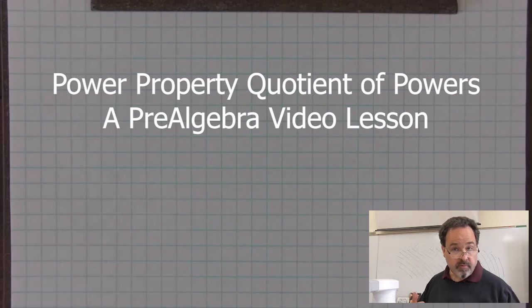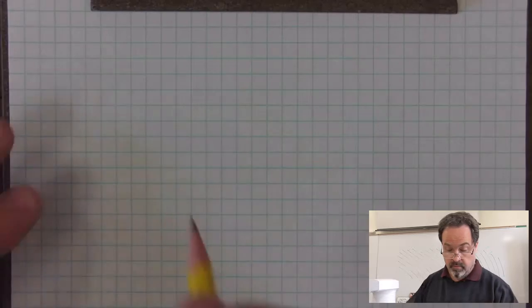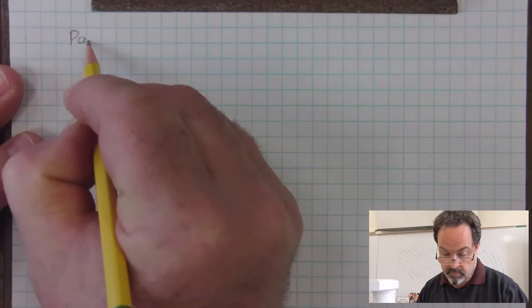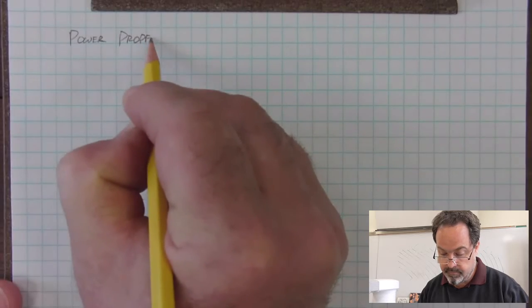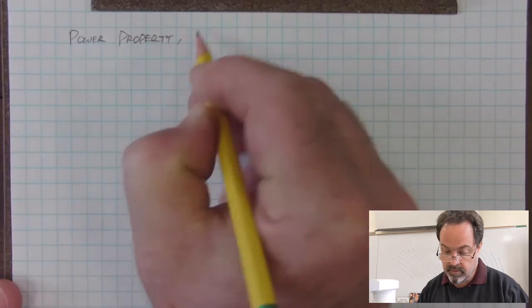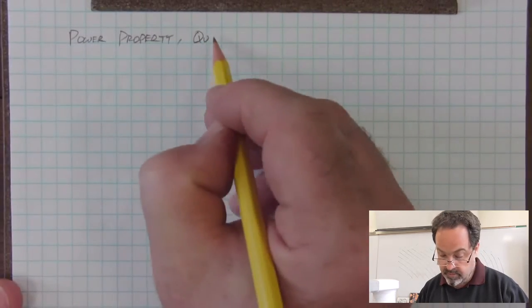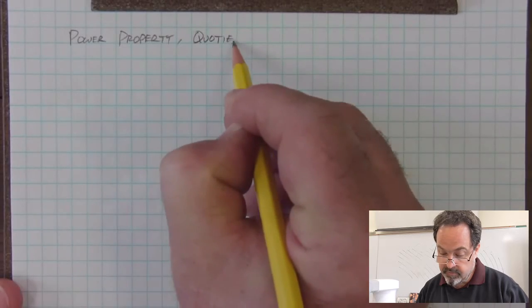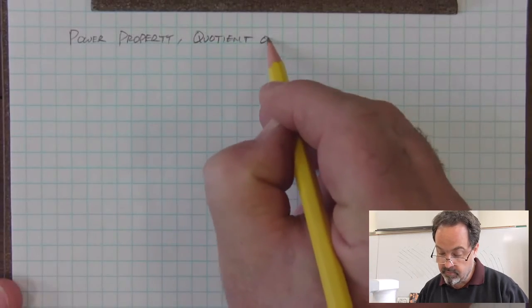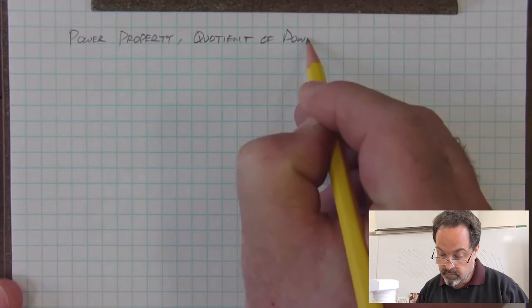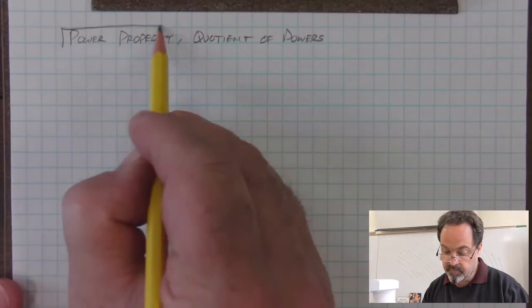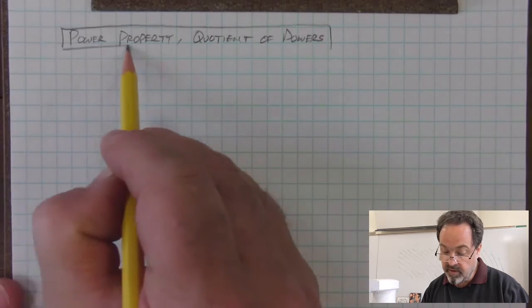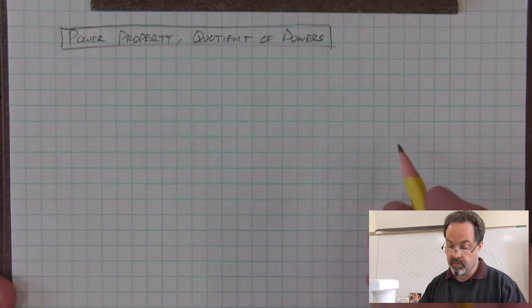VLSos here. This is a video lesson on a power property, quotient of powers. Quotient is the fancy word for division. So this is a property, how to simplify when we're dividing powers.